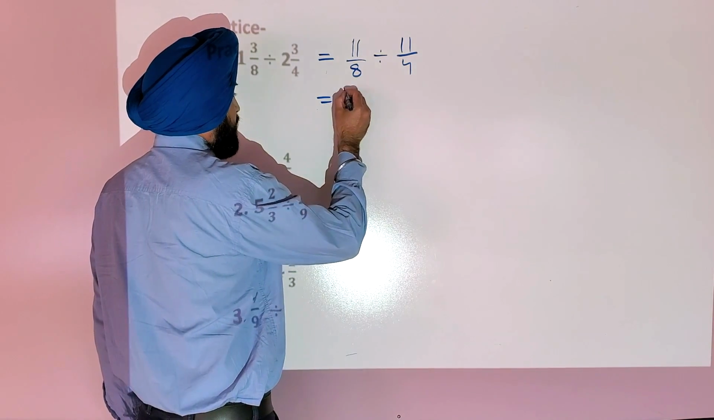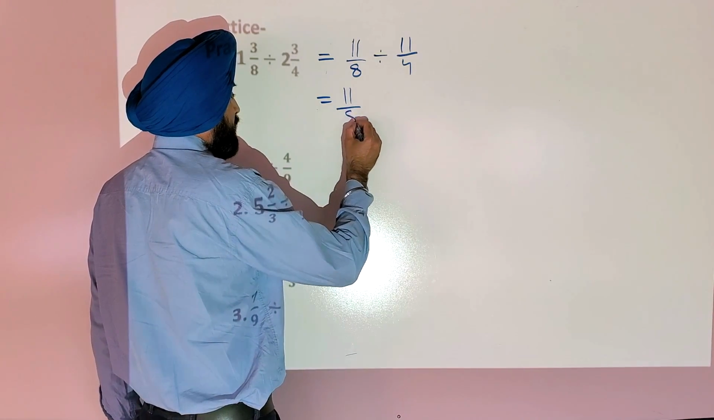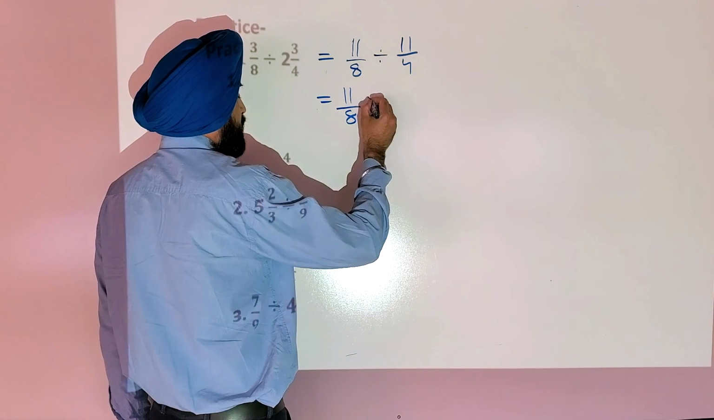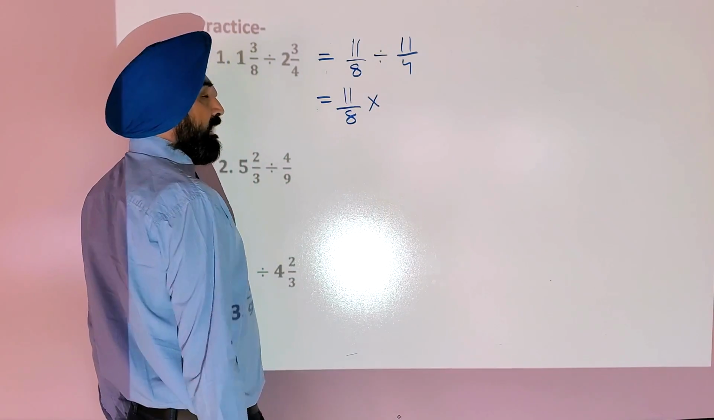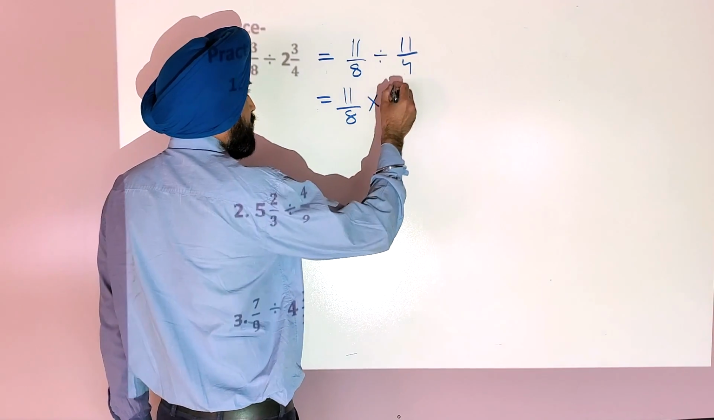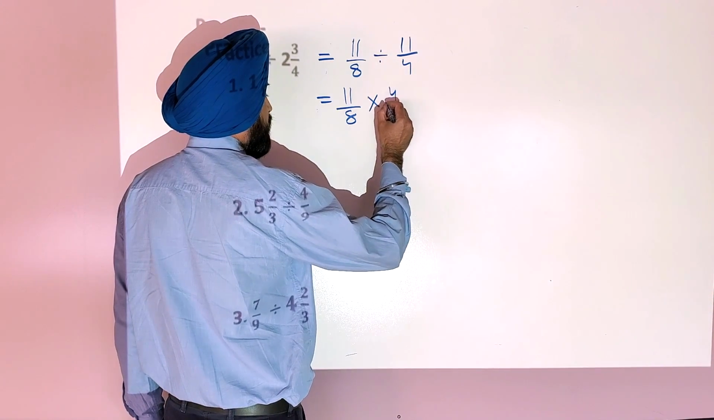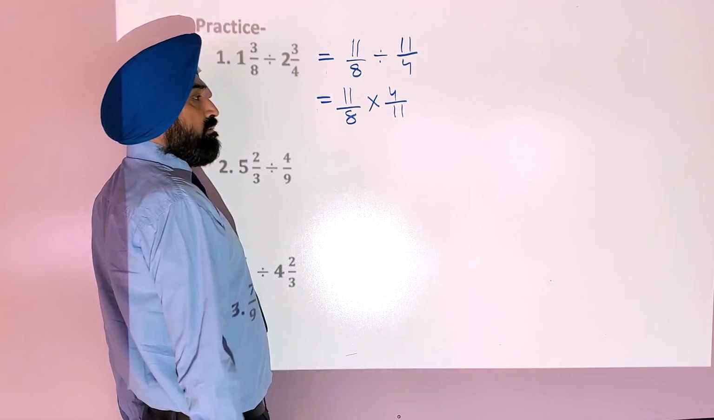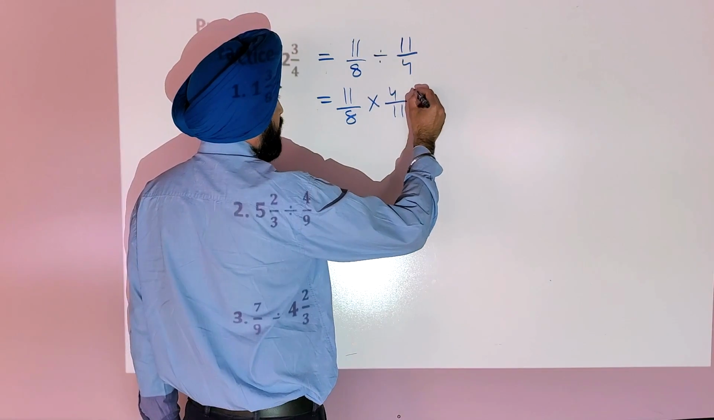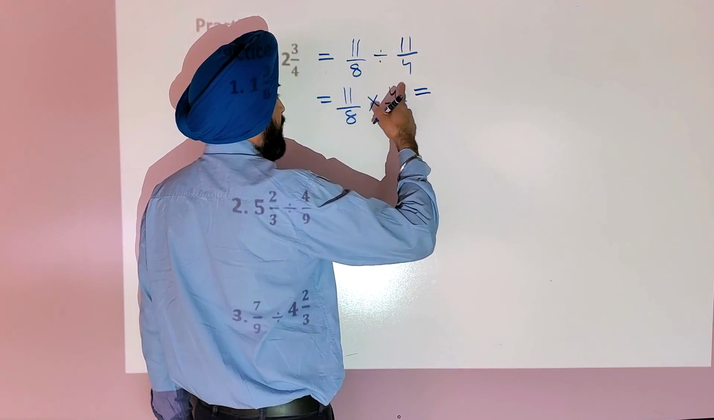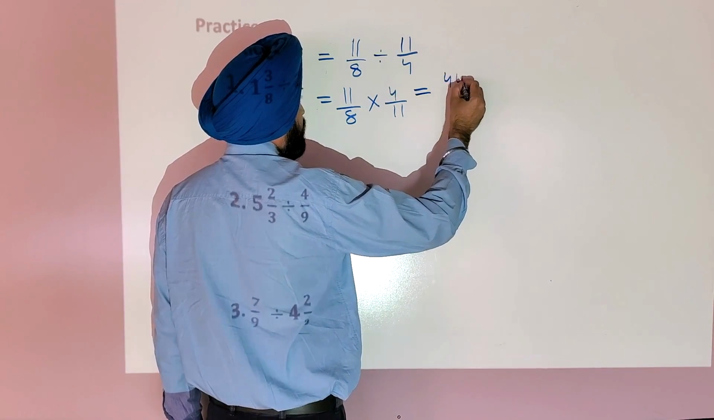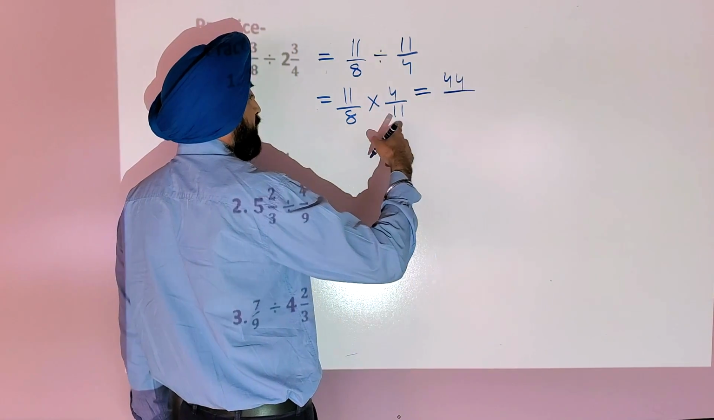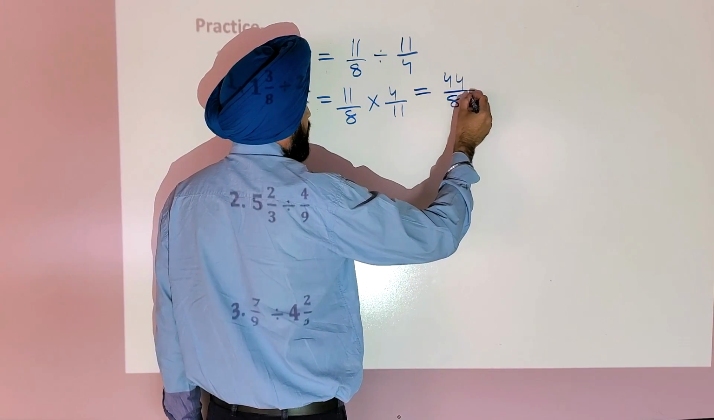Now write the first fraction as it is. Instead of division, put a multiplication sign and flip the second fraction. So 11 over 4 becomes 4 over 11. Now multiply top by top and bottom by bottom. 11 times 4 is 44. 8 times 11 is 88.